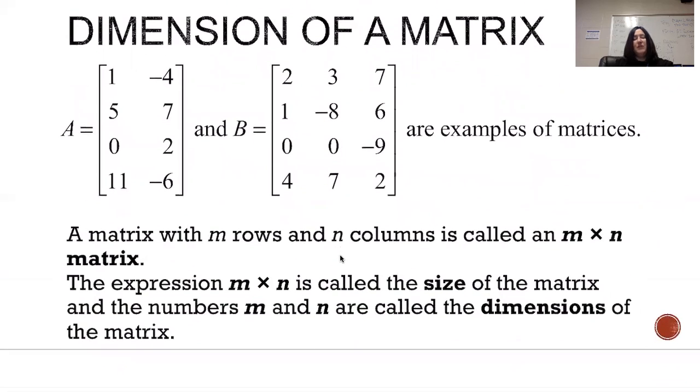When we talk about matrices, we talk about them in terms of their dimensions, so in terms of rows and columns. For instance, if you look at matrix A, it has 4 rows and 2 columns. So we would say its dimensions are 4 by 2. It's always rows by columns. Matrix B has 4 rows as well, but it has 3 columns, so it has a dimension of 4 by 3. Again, that's the size of our matrix, and our dimensions are the 4 by 2 and the 4 by 3.